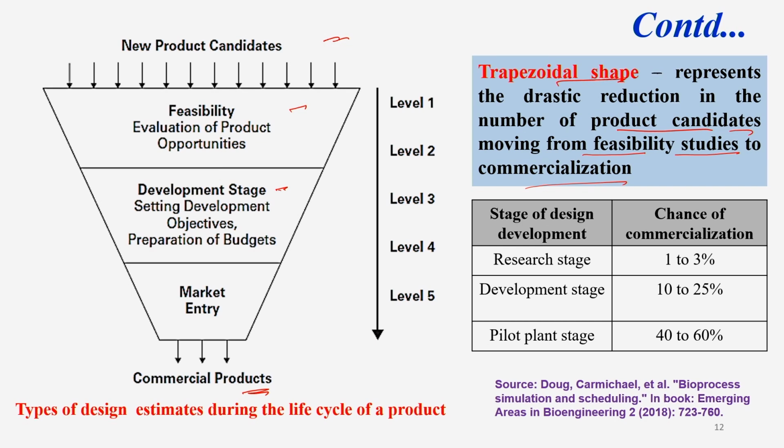So, you just see at the research stage, the chance of commercialization is 1 to 3%, at development stage 10 to 25%, and at pilot plant scale it is 40 to 60%. So, in this way this process design proceeds, and you just see there are different levels, and finally, only a few ideas, few products, a few processes are finally going for commercialization.